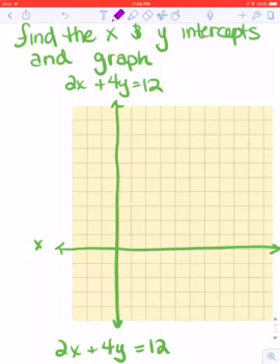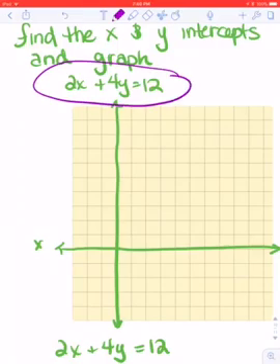Okay guys, let's go over a review of what we were doing last week. So you're going to see directions that say find the x and y intercept of a certain equation and graph. And the equation is going to look something like this. It's going to be in standard form. Remember, standard form is ax plus by equals c. So it's going to be in some kind of form like that.